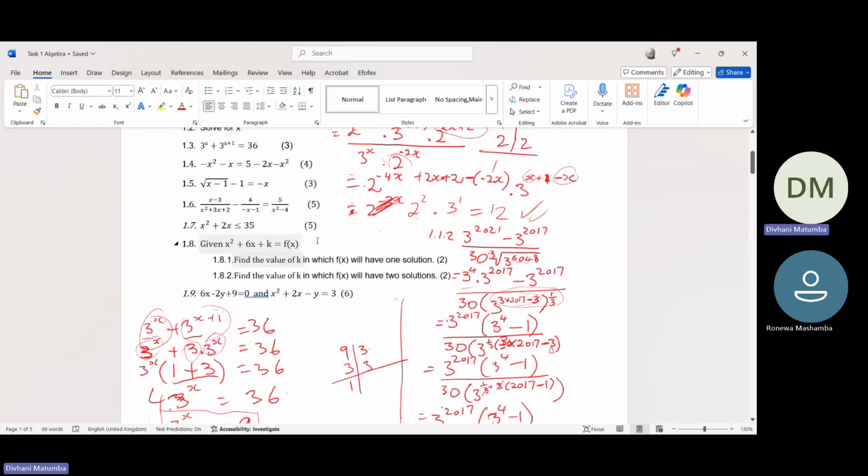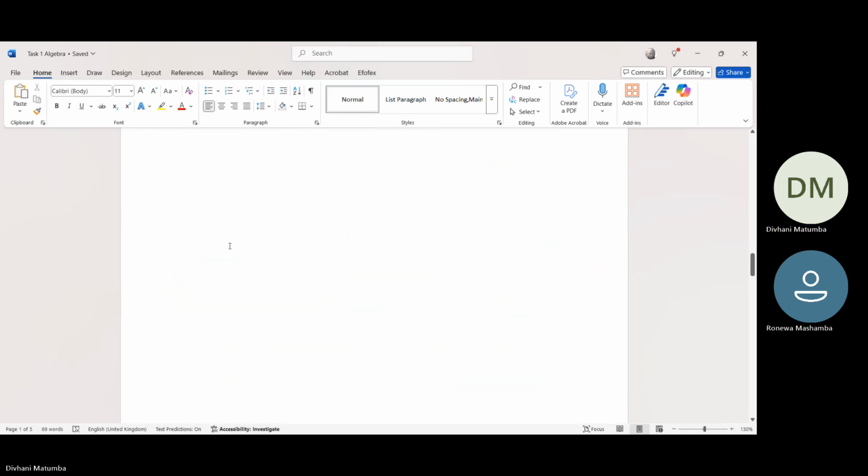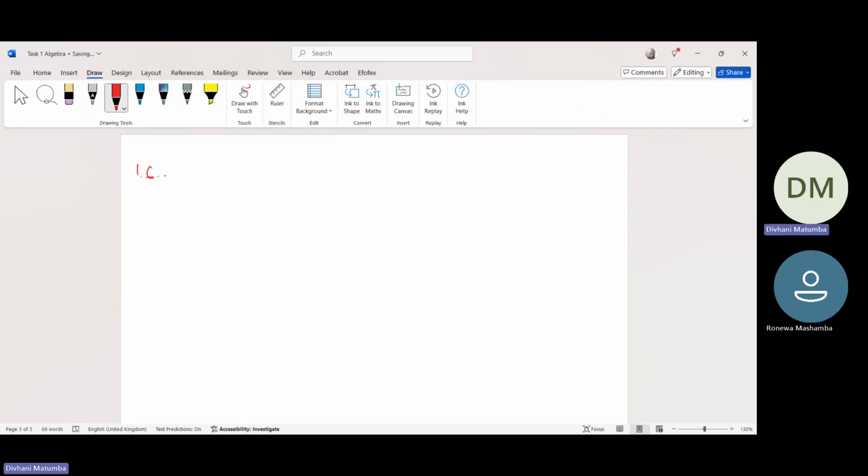So we did question number 1.5. Today we're gonna do 1.6, which is given by (x minus 3) over (x squared plus 3x plus 2), then minus 4 over (minus x minus 1), is equal to 5 over (x squared minus 4).